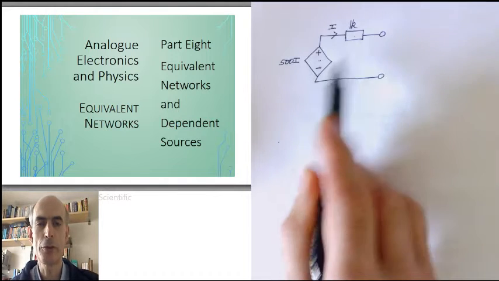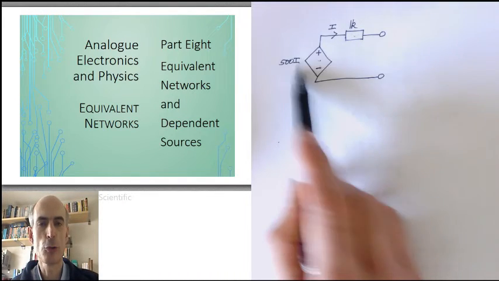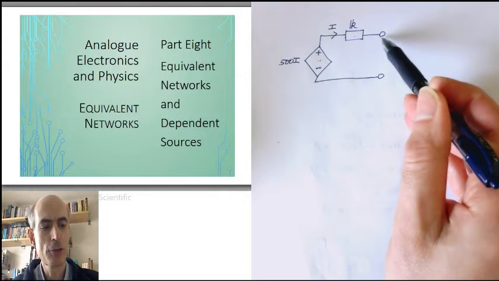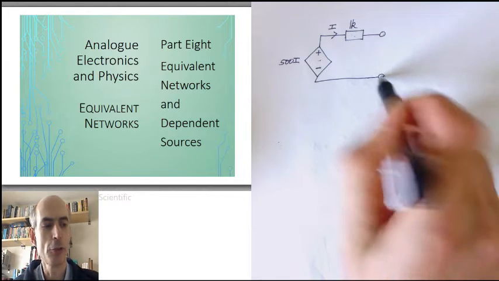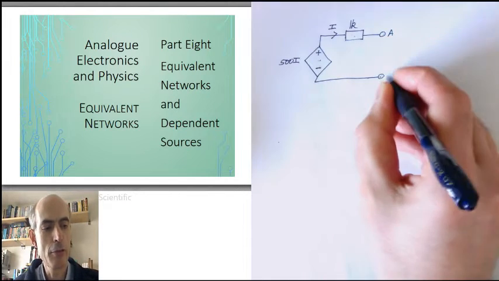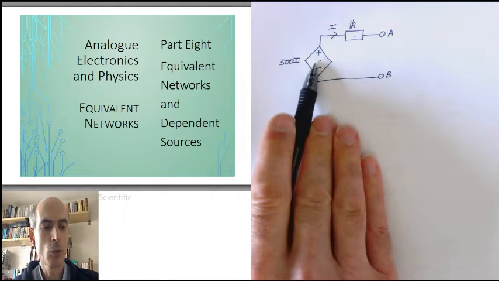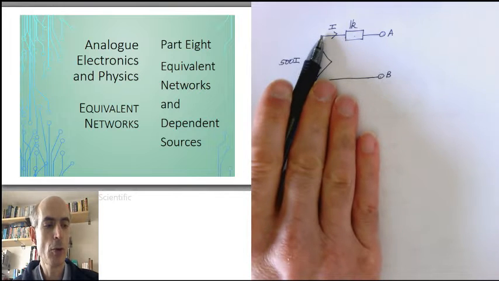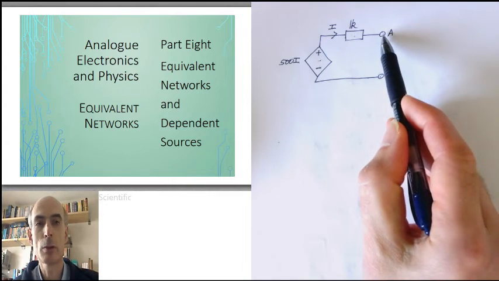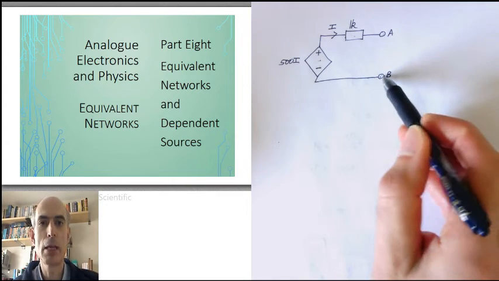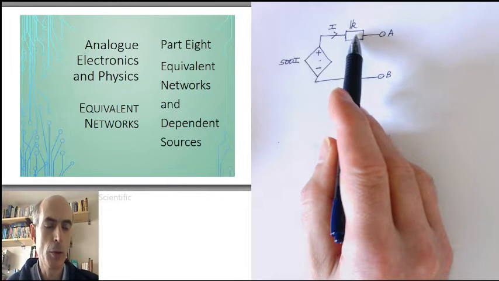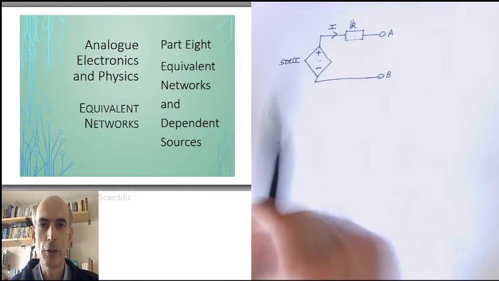Well, what we can't do is set all our voltage sources to 0 and then just consider the resistance between the two terminals in order to work out the Thevenin equivalent resistance. If we did that, in this case, we would set our voltage source to 0. We would think that the Thevenin equivalent resistance between A and B was 1K, 1000 ohms. But it's not.